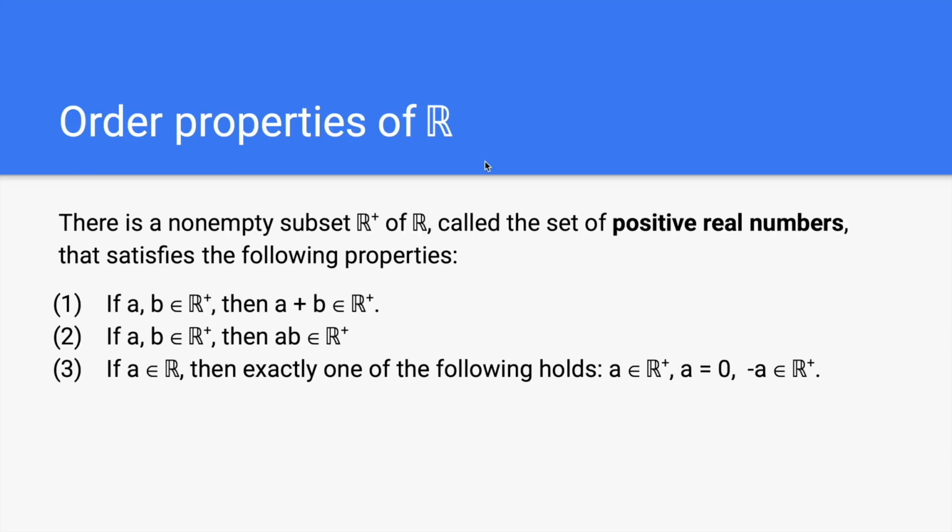Order properties of R. There is a non-empty subset R plus of R, called the set of positive real numbers, that satisfies the following properties. 1. If a, b are positive, then a plus b is positive. 2. If a, b are positive, then a times b is positive. 3. If a is a real number, then exactly one of the following holds: a is positive, a is 0, negative a is positive.